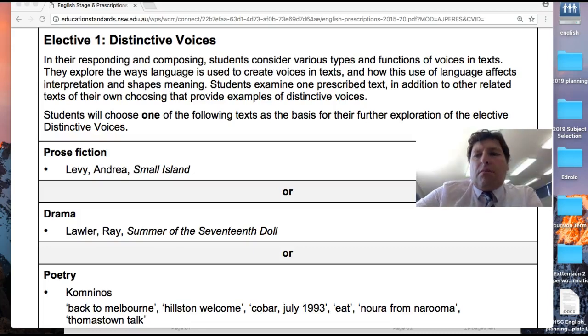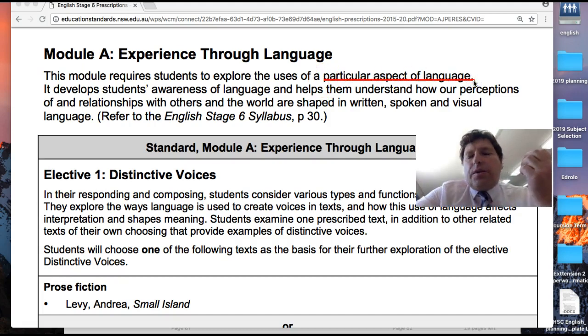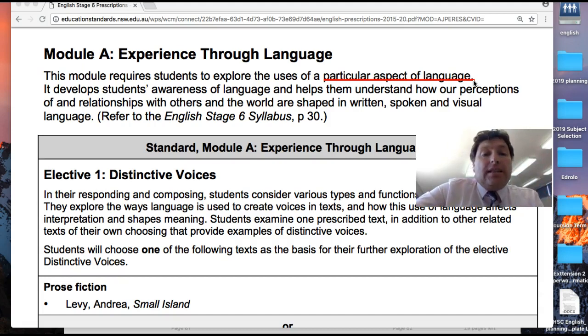All right, so Module A for Standard is involved with this idea of experience through language. It's very important we consider that terminology first. It requires you to explore issues of a particular aspect of language, okay? And that's really important, a particular aspect of language. And so your response should always be focused on that particular idea, an aspect of language, and constantly responding to how that works, both in your text and in your related text.